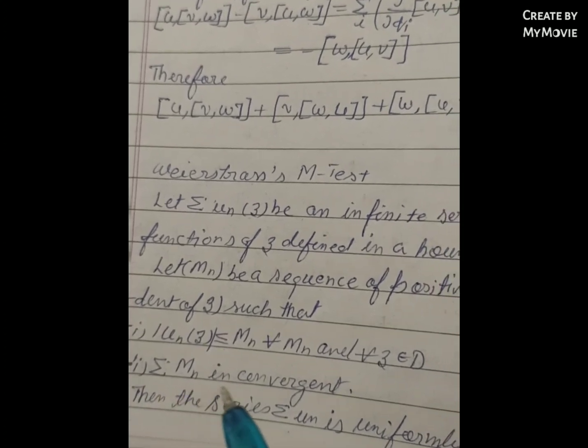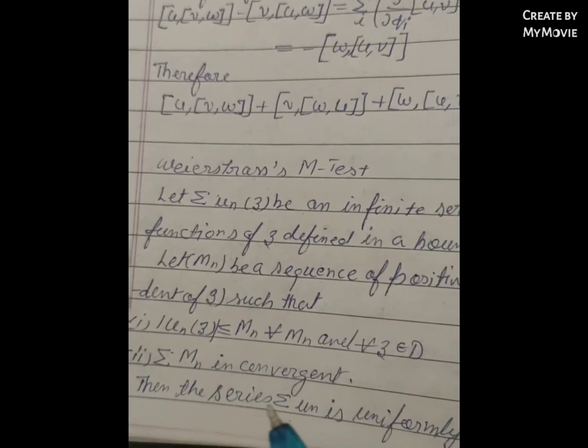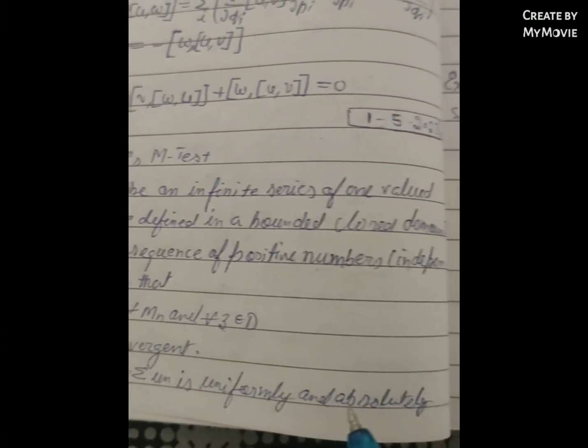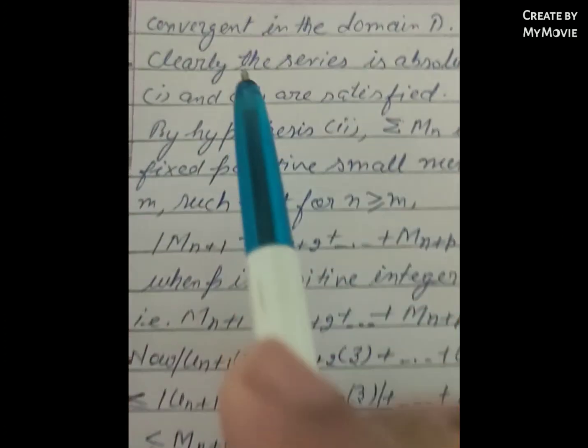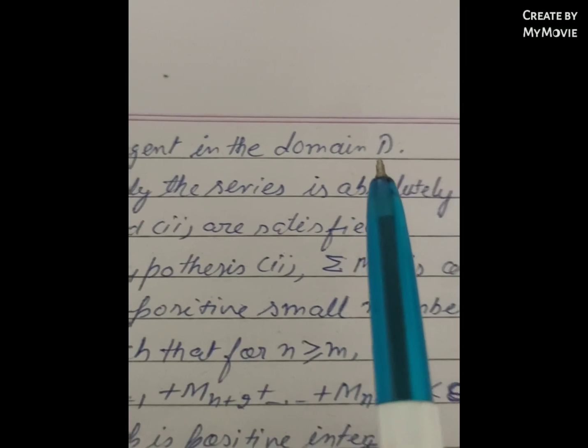Second, ΣMₙ is convergent. Then the series Σuₙ is uniformly and absolutely convergent in the domain D.